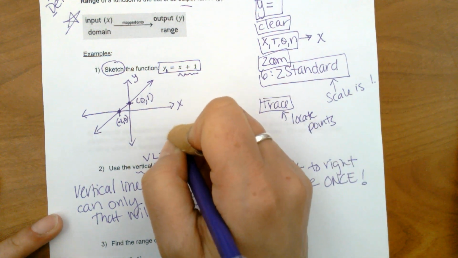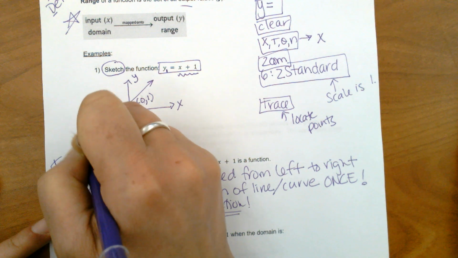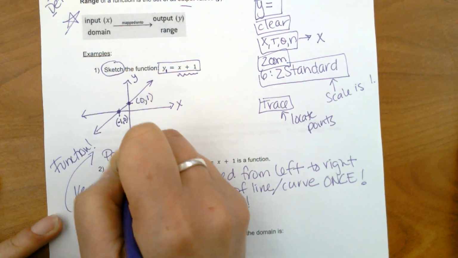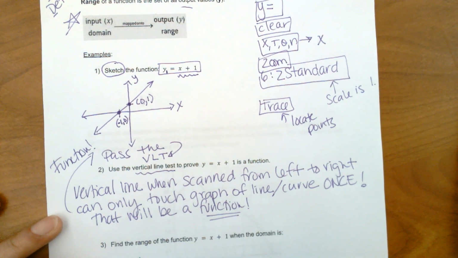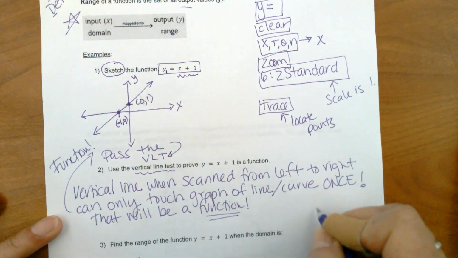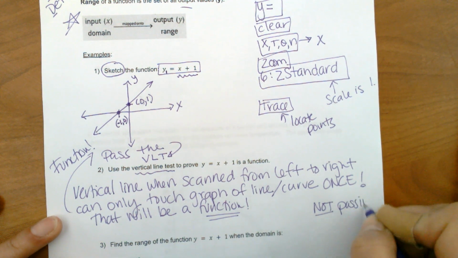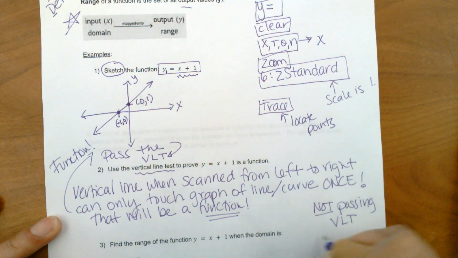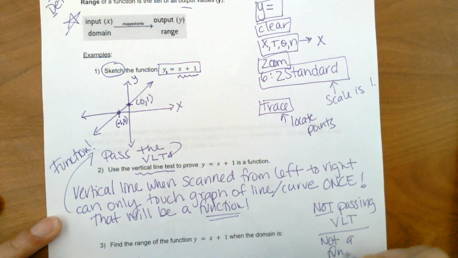So this here, this is a function because it passes the vertical line test, okay? What does it look like if it's not a function? Okay, let's do that over here. Not passing VLT, okay, which means not a function.